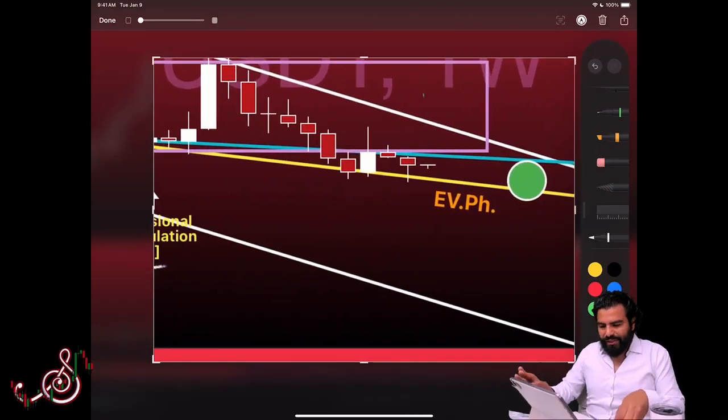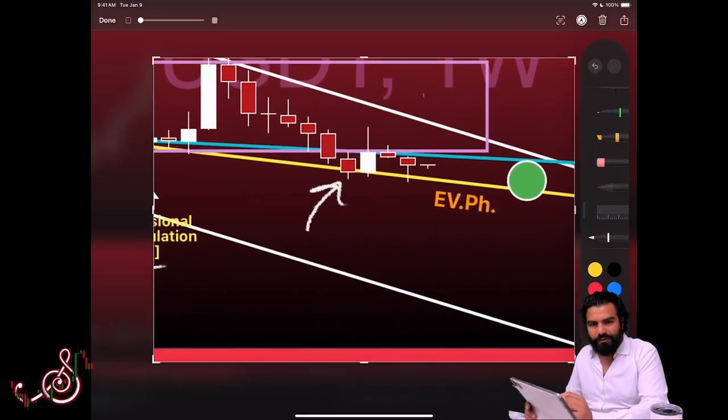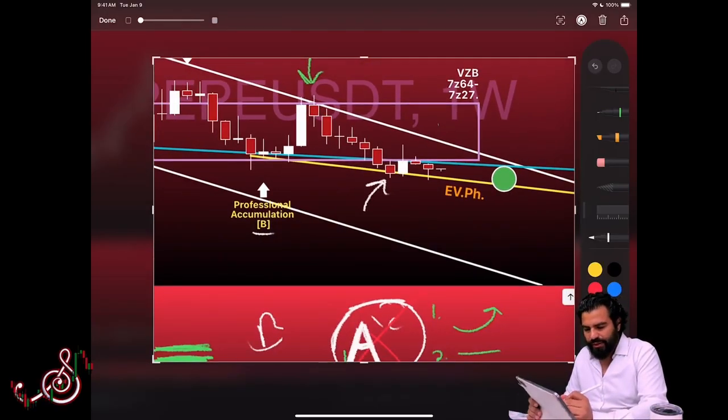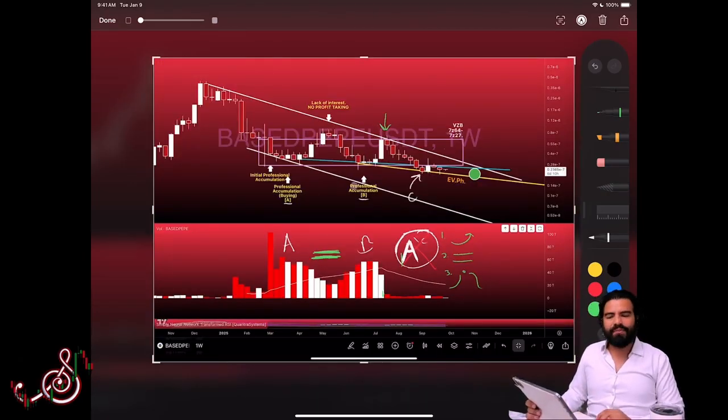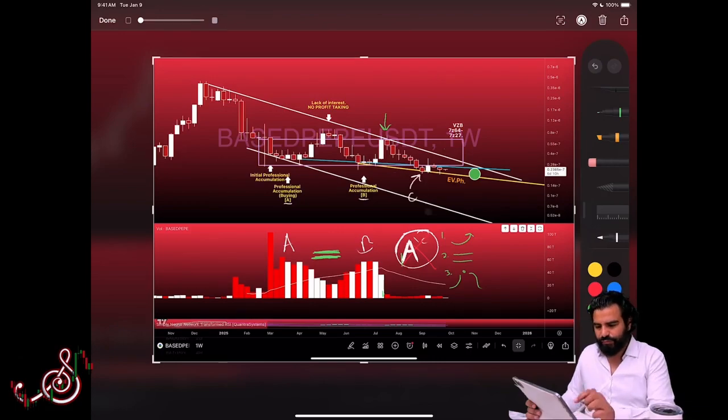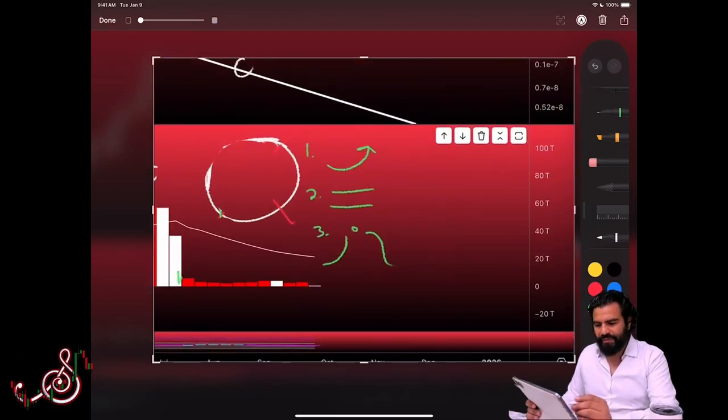You challenge the level again. So here is exactly where it's supposed to be. Third challenge. We're going to call this area C. Now, to win the game of absorption, what has to happen at point C?